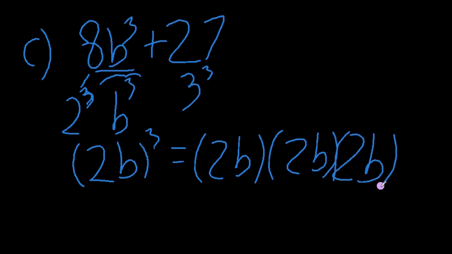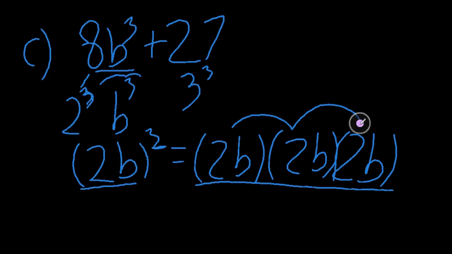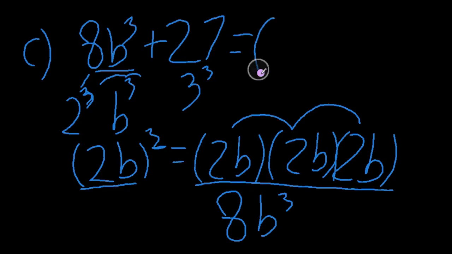I like to think of this as saying, hey, I have 3 copies of this expression. And here's my 3 copies written out. 2 times 2 is 4. Times 2 is going to give me 8. And b times b times b will give me b cubed. So long story short, I can rewrite this expression as 2b quantity cubed plus 3 cubed.